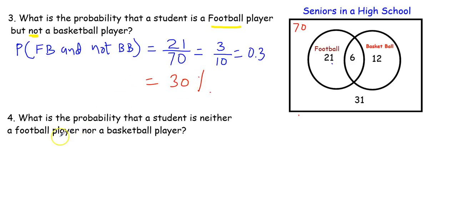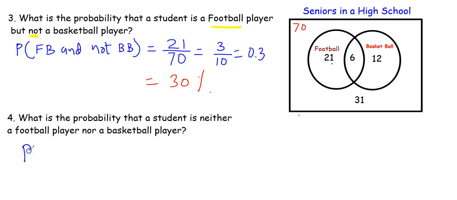And the next question, what is the probability that a student is neither a football player nor a basketball player? So we are looking for a student who doesn't play any of these two games. He is a student, but he is not a player here. He's not included in any of those two teams. And we see that this number is 31 here. So 31 students do not play any of these games.